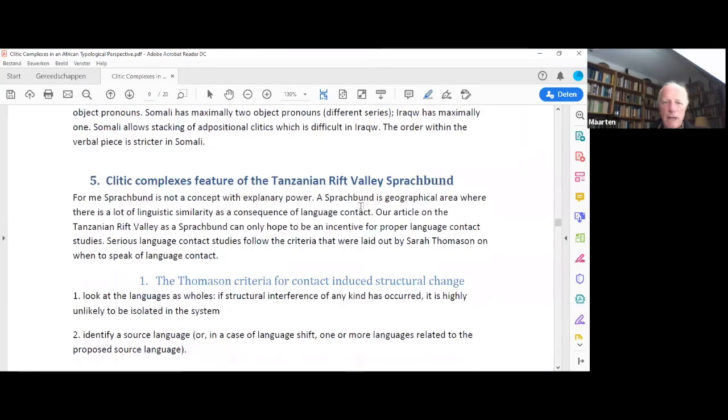This is a bit on Somali and Iraqw. I'll just go towards the Tanzanian Rift Valley Sprachbund now. Won't say too much about that because the article that Derek and Roland and I wrote in another life will also be discussed in this series. And yes, as Richard said in his introduction, one of the most spectacular things was this clitic complex that is common to so many of the languages of the Tanzanian Rift Valley.